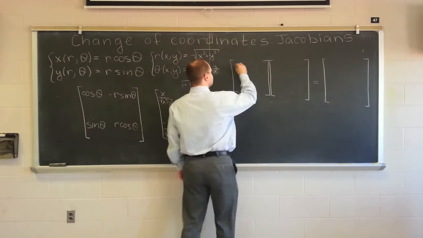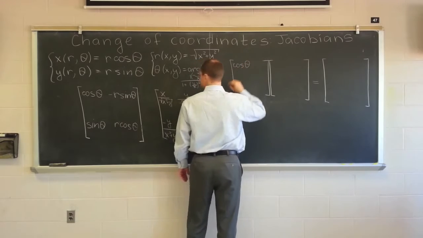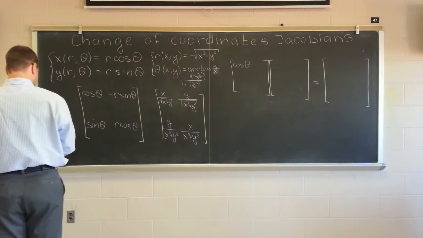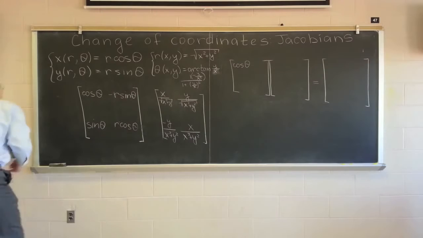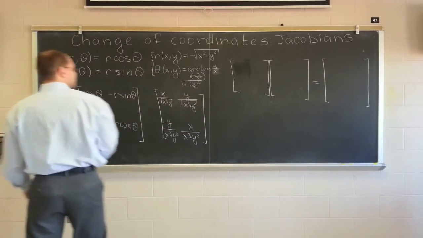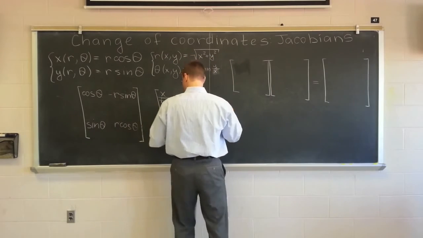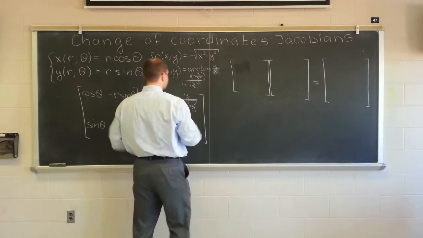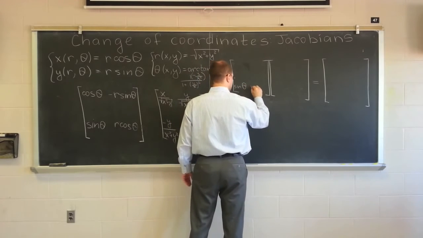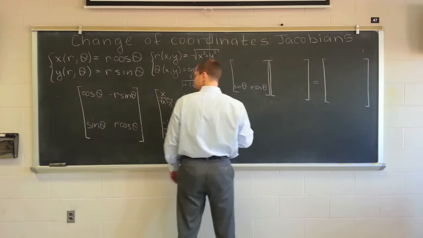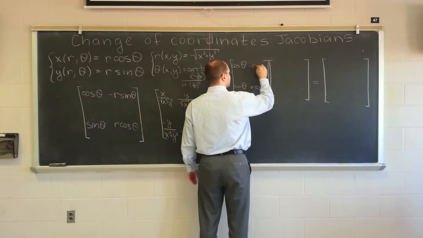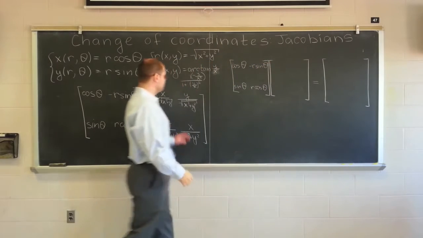This matrix can be rewritten unchanged: cosine theta, sine theta, r cosine theta, and negative r sine theta. So that's the first matrix written unchanged.